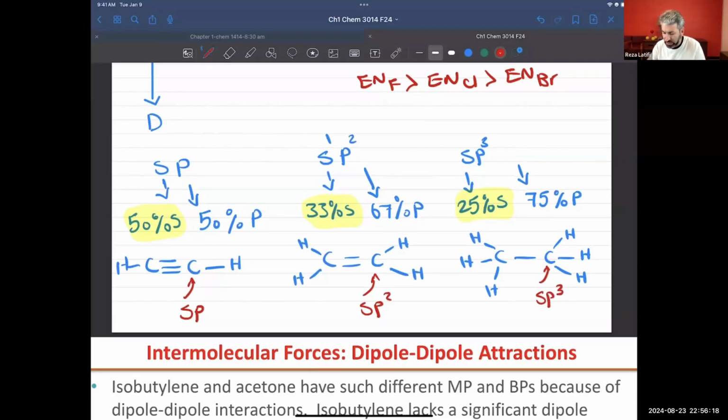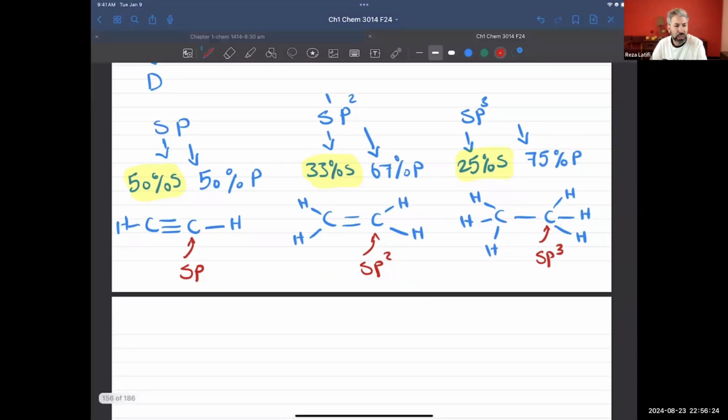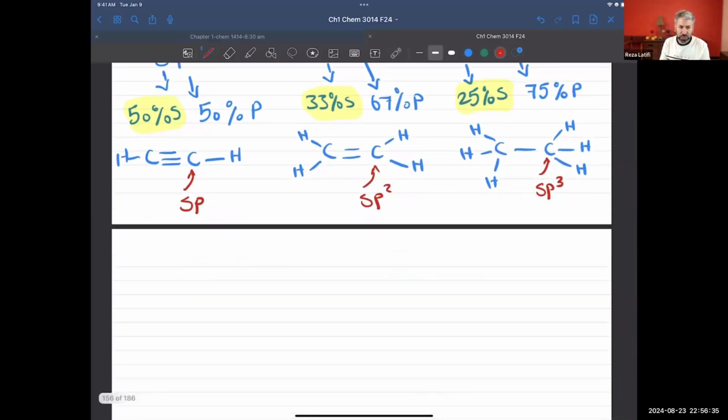Which one of these is more electronegative, and which one has a higher tendency to pull the electrons to itself? The one with sp hybridization. So the first one will have the higher tendency to pull the electrons. If you have that carbon attached to another species, it is going to pull electrons more strongly to itself. So electronegativity has this trend.